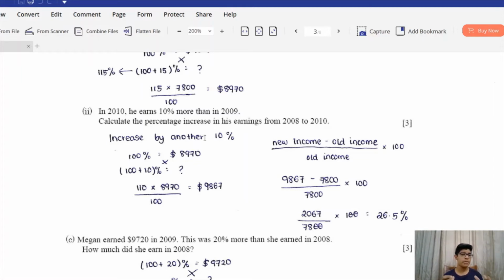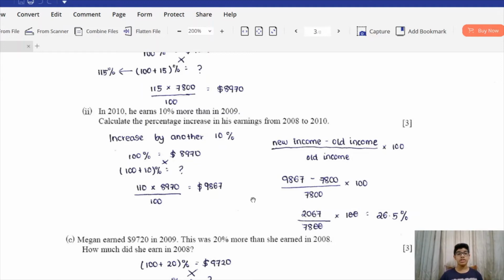So we know that 100% of the amount is 8,970 because that's of the previous year. So if 110%, meaning 100% plus an extra 10%, we need to find what it equals. So we're going to cross multiply. So 110 multiplied by 8,970 over 100 is $9,867. This is the increased amount over the course of 1 year.